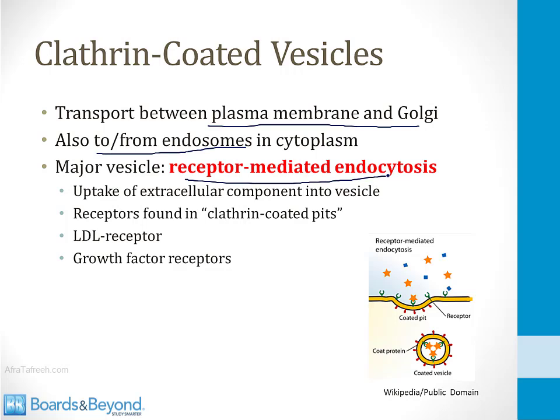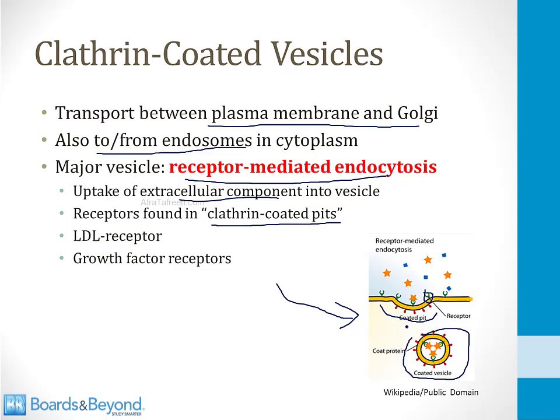I mentioned this earlier, but this is the uptake of an extracellular component into a vesicle, and the receptors in receptor-mediated endocytosis are often found in what's known as clathrin-coated pits. This is a picture of this process shown on the screen here. So there's a clathrin-coated pit here with receptors, and when a ligand binds the receptor, the pit invaginates and forms a vesicle that is now coated with clathrin that will move through the cytoplasm.